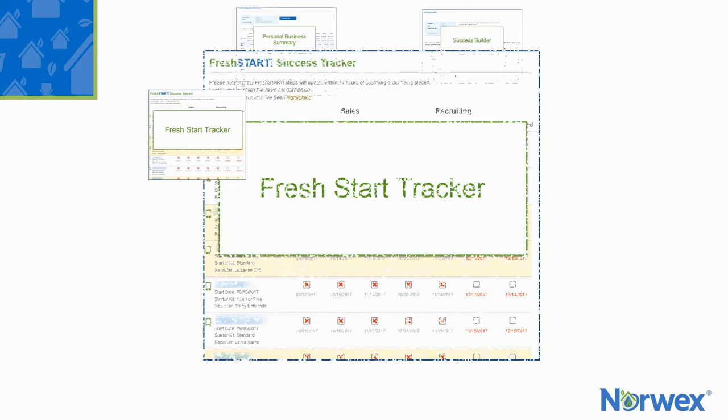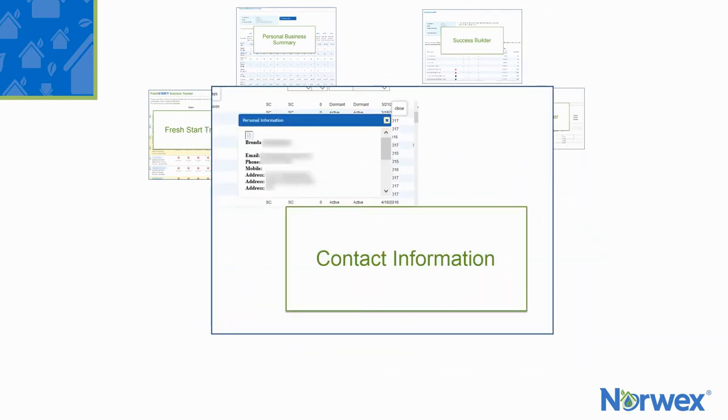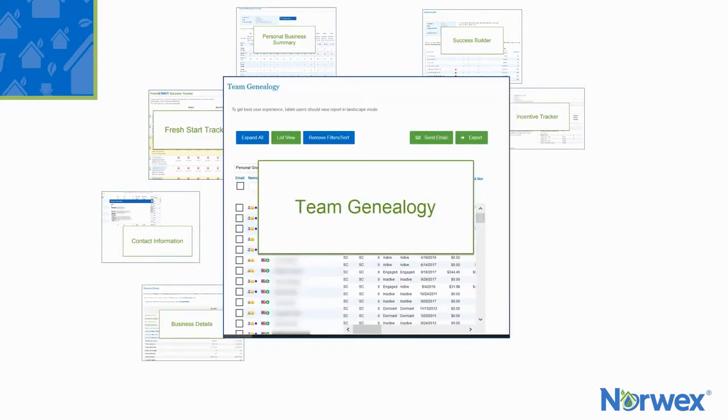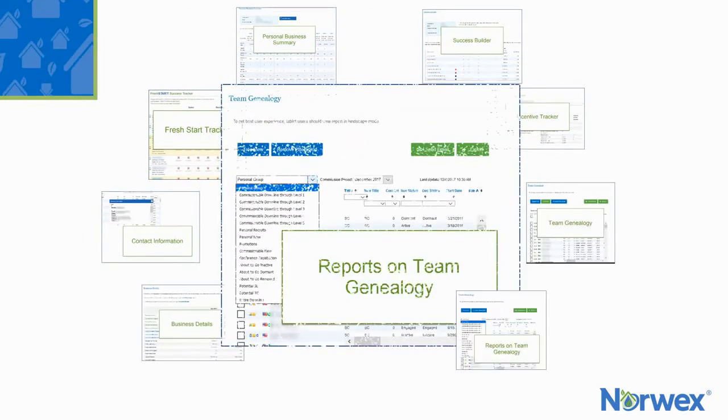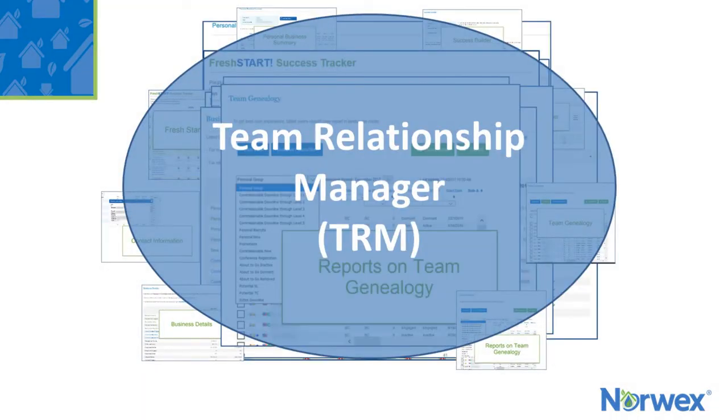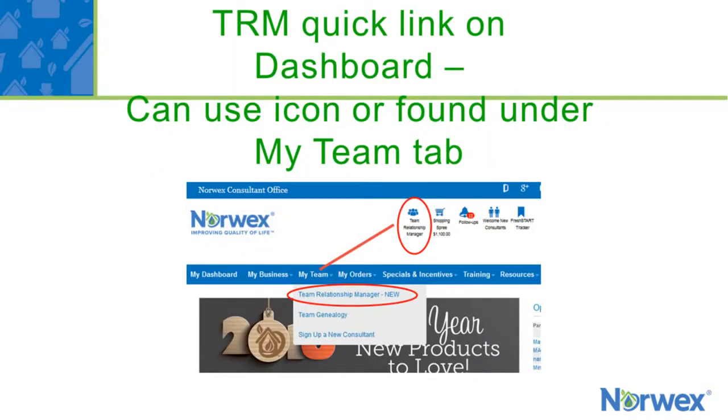TRM, or Team Relationship Manager, is basically a bundling of all the wonderful reports you already have on your back office, like the personal business summary and the Fresh Start Tracker and contact information and Success Builder and Team Genealogy and your list and all of that. What we've done is bundle all of these reports in one location, and that's called TRM.